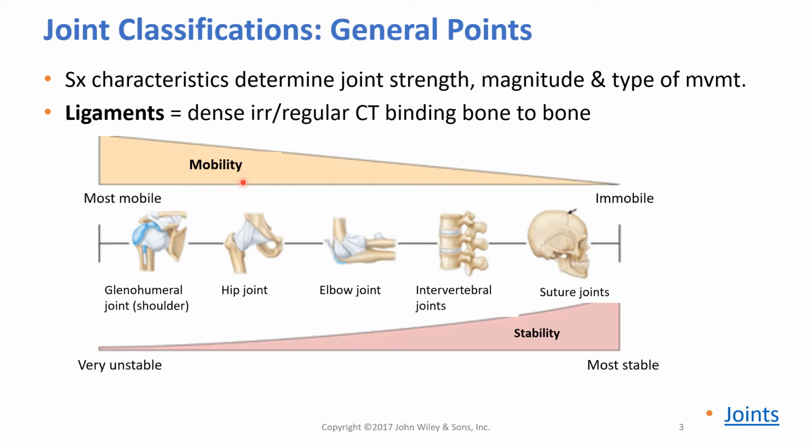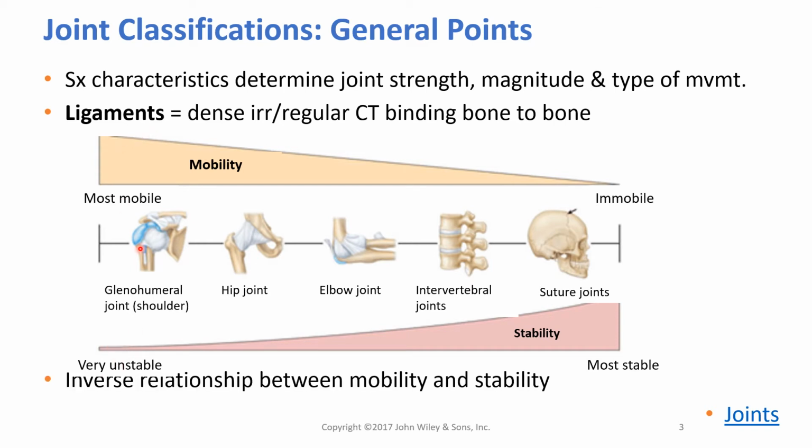A big concept to understand in this chapter is you're going to have this interplay between mobility and stability. And this little graph here is showing you basically that the more mobile something is, so this is kind of a high point, then the less stable it is. So your shoulder joint is super, super mobile, but it's also one of the easiest joints to dislocate, this glenohumeral joint here.